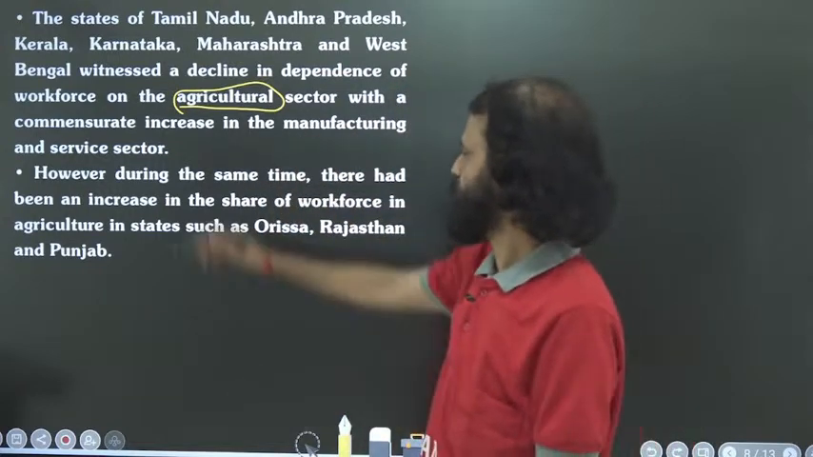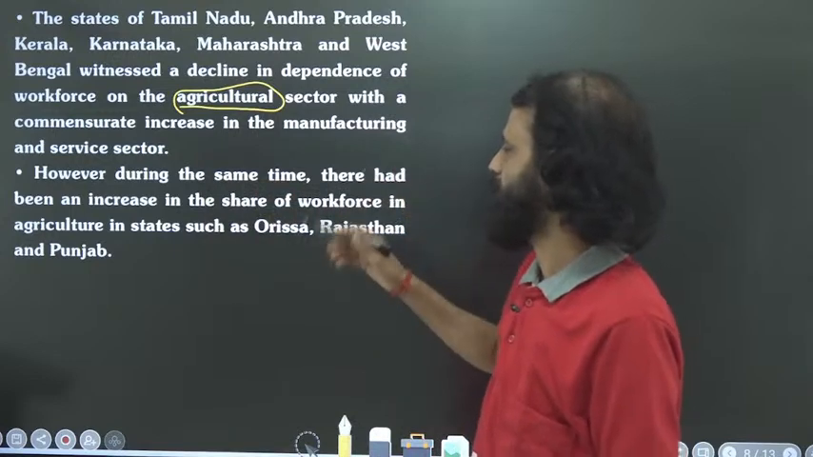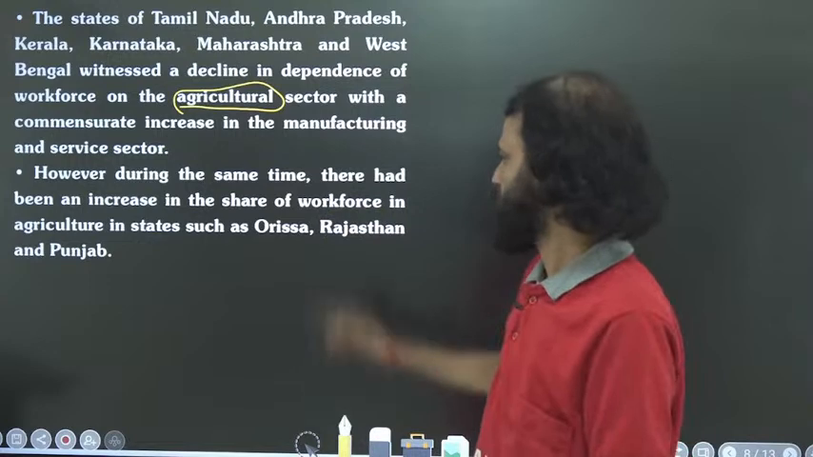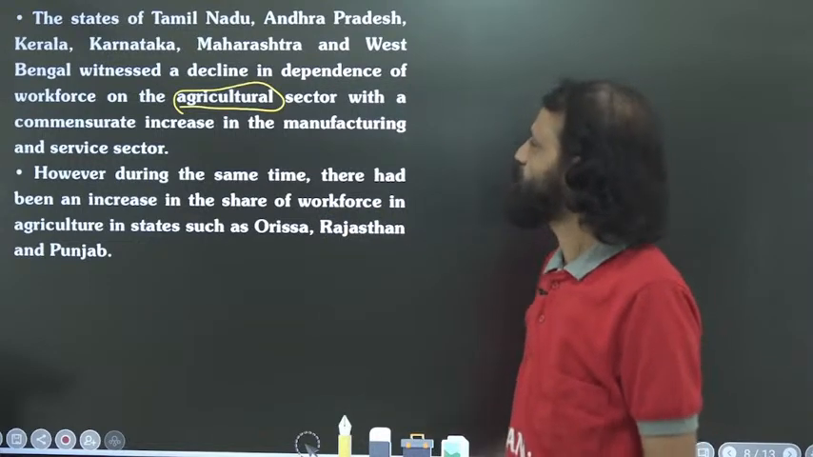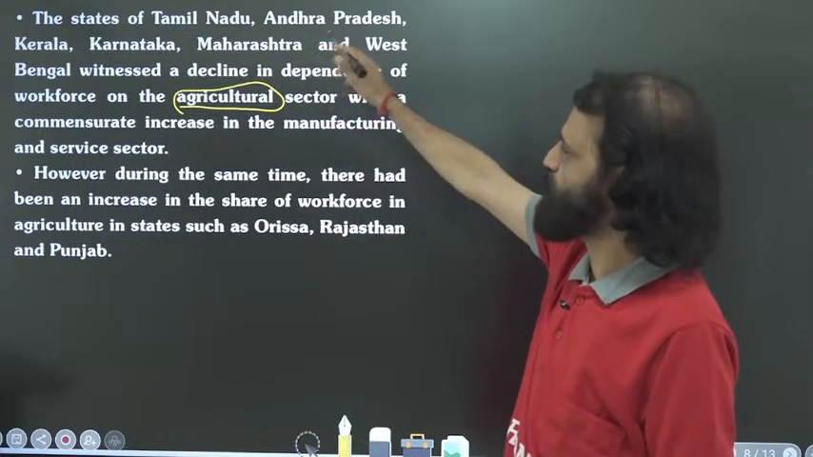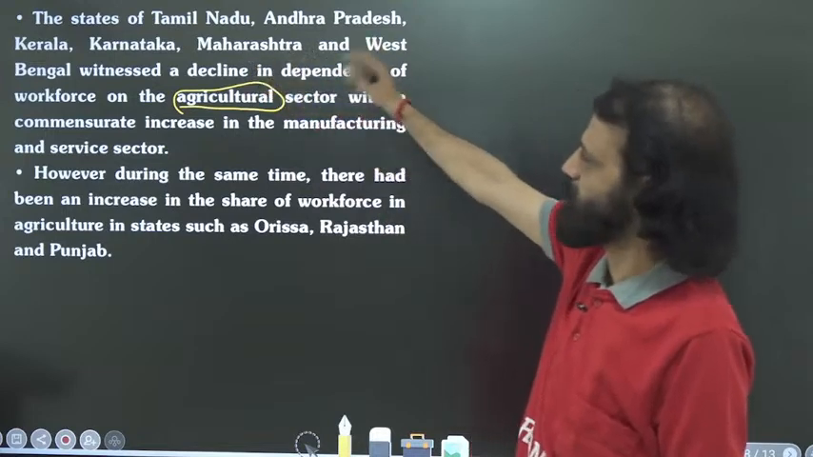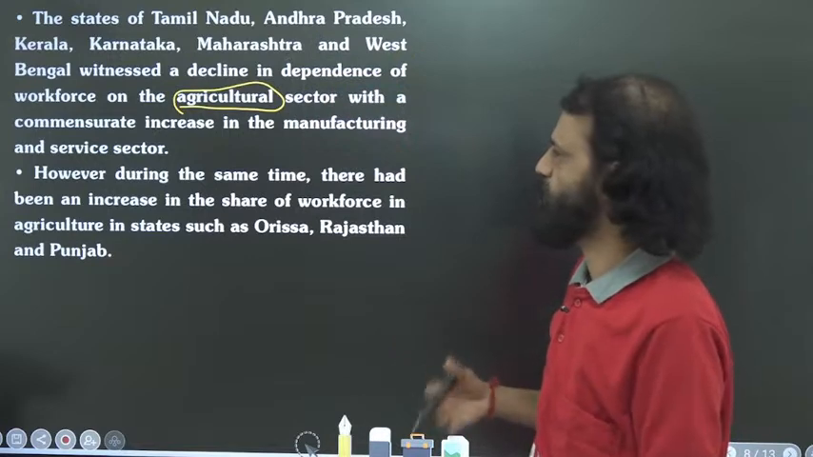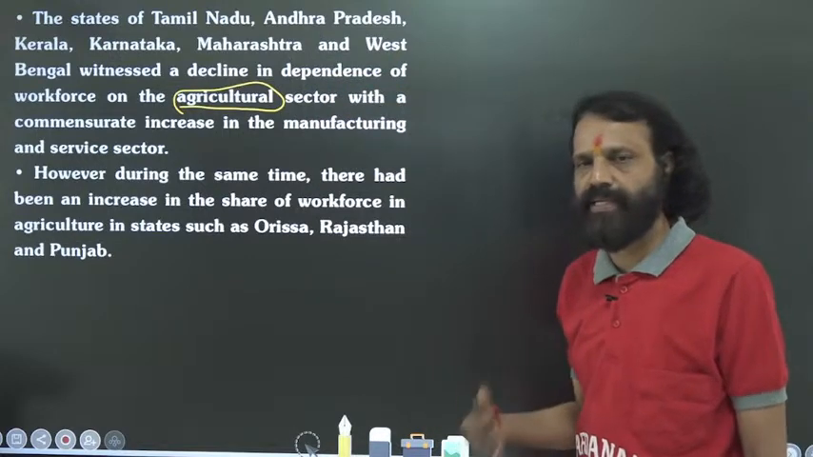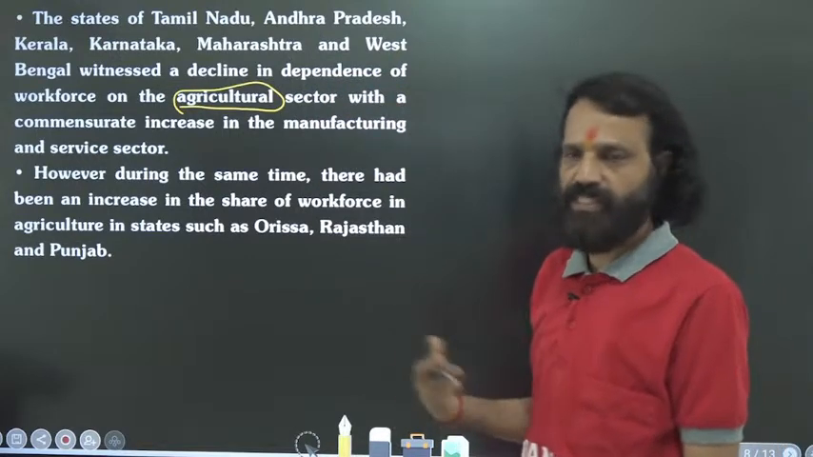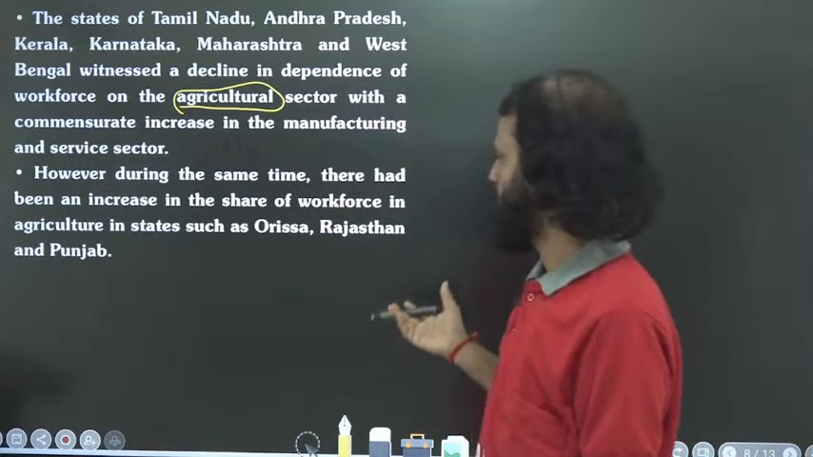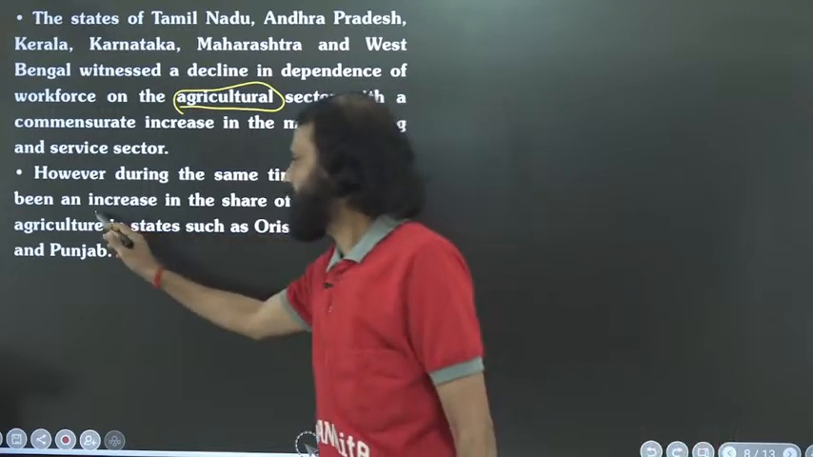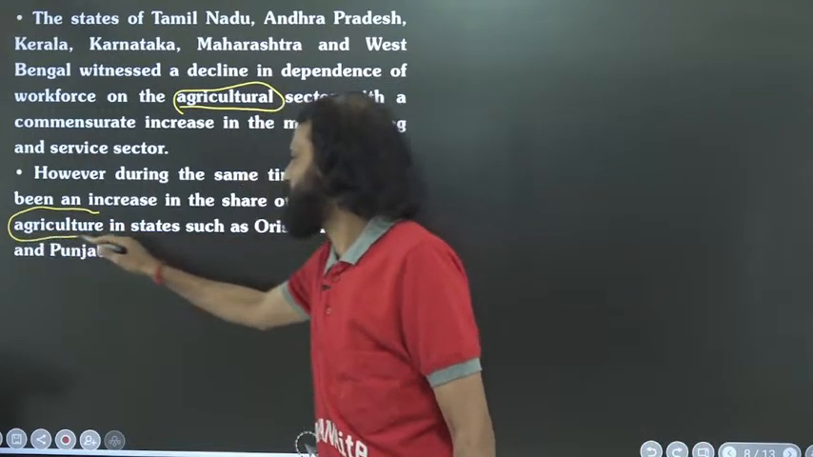However, during the same time there had been an increase in the share of workforce in agricultural states such as Orissa, Rajasthan and Punjab. So in the above mentioned states, Tamil Nadu, Andhra Pradesh, Kerala, Karnataka, Maharashtra and West Bengal, we can see more industrialization and more people engaged with the service sector and industrial sector. Whereas in Orissa, Rajasthan, Punjab, more people engaged with agriculture.